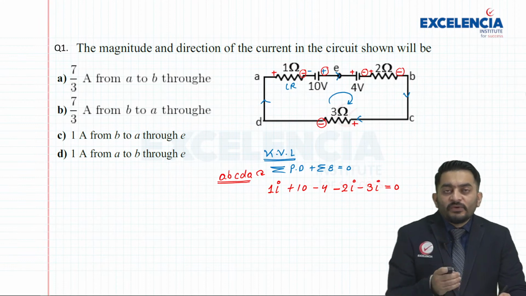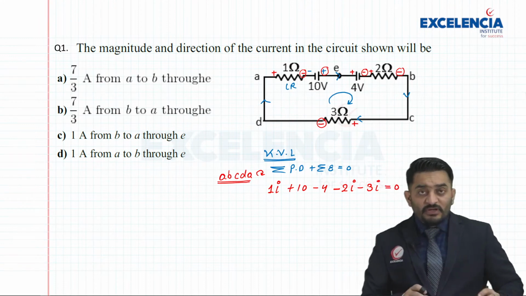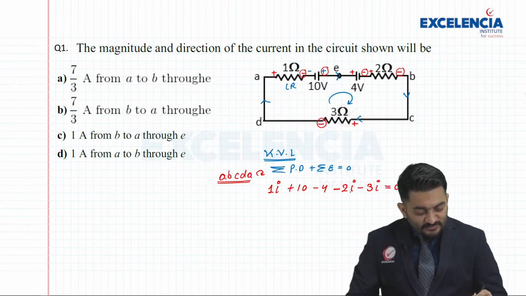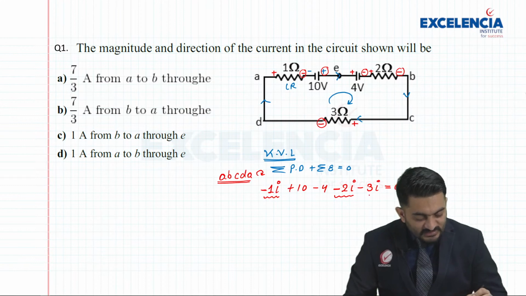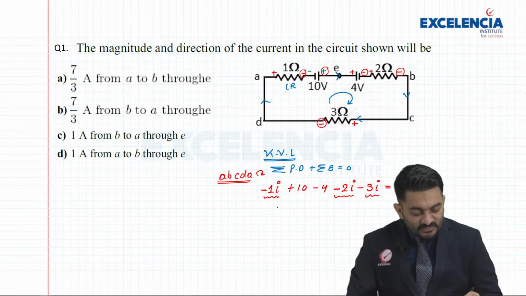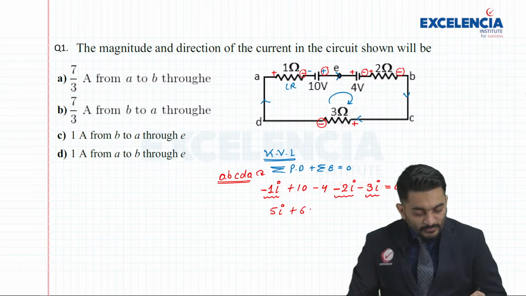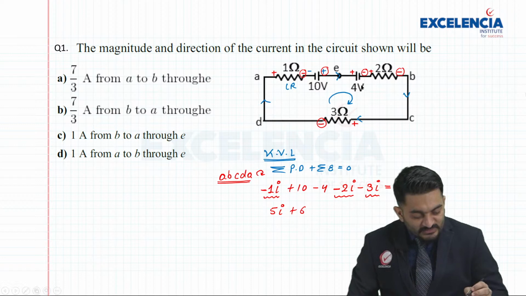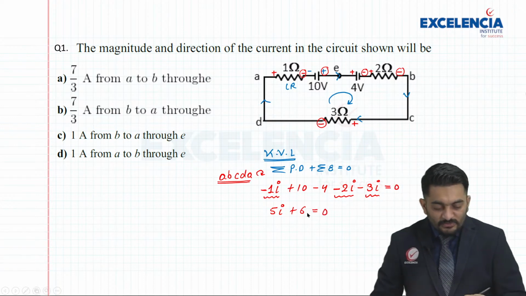The moment you write the equation with the help of Kirchhoff voltage law, now we can simply solve it by saying this is 1I, this will also be a minus sign. So you can see the sum here is going to become 5I. And this 10 minus 4 will give you plus 6. So this is plus 10 minus 4, it is 6, and this sum should be equal to 0.